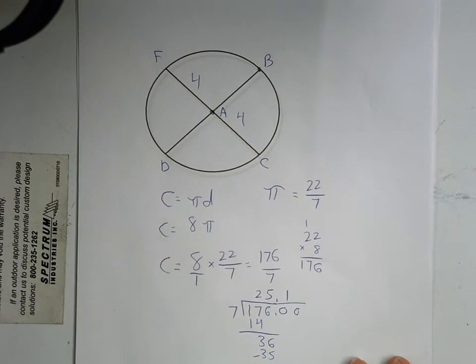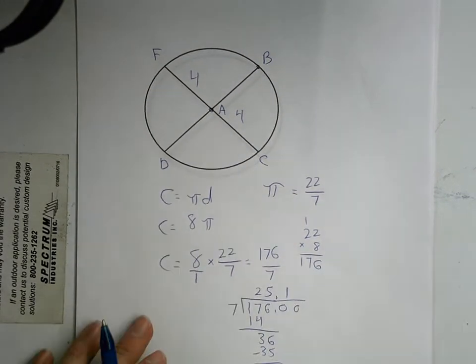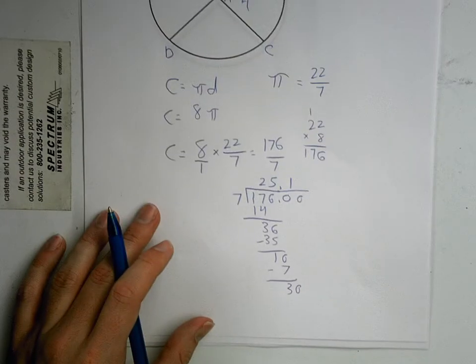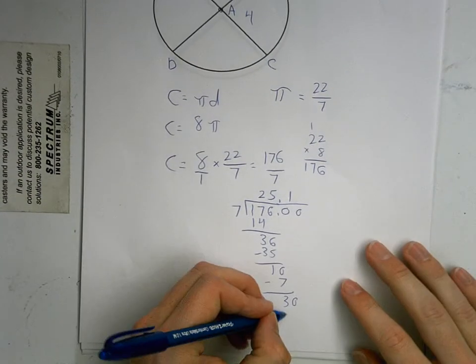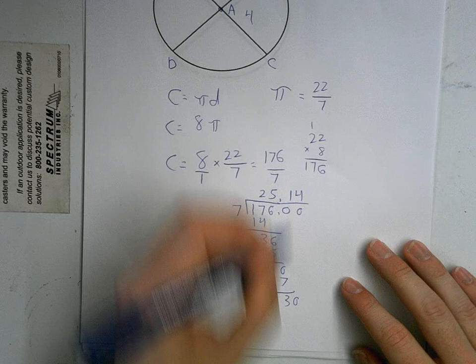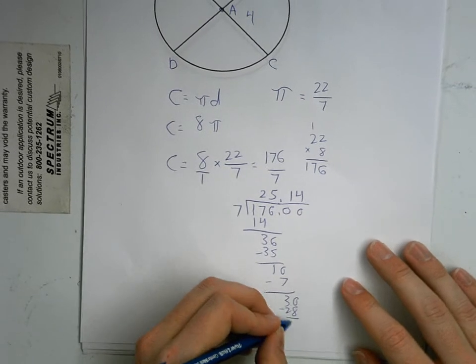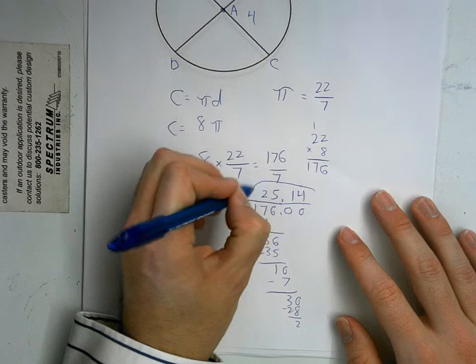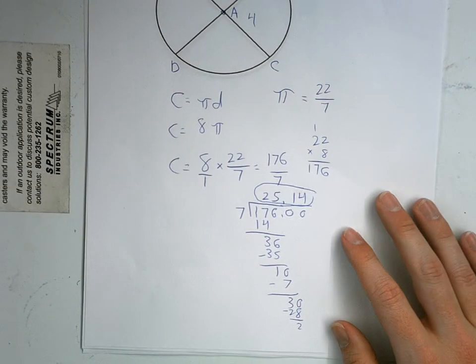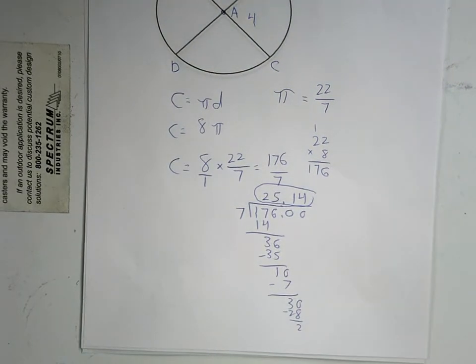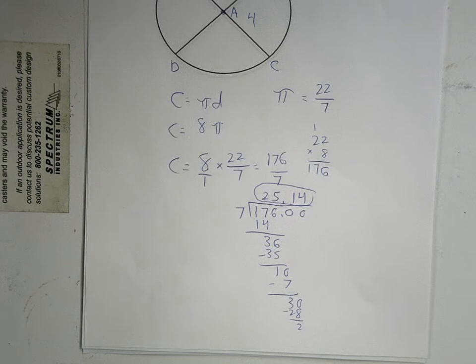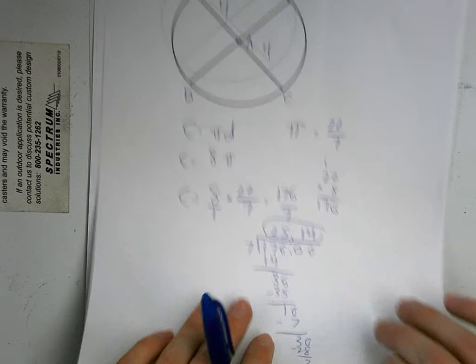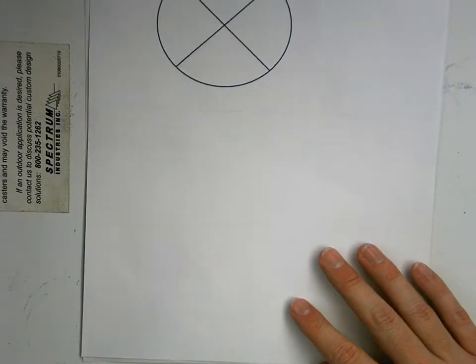7 goes into 30. Can we still see it? Probably not. It's going off. 7 goes in there 4 times. That's 28 and 2. So it's going to keep going. It's about 25.14. Okay. That's what my C is going to be. So sometimes they'll ask you to use the decimal. Sometimes they'll ask you to use the fraction. Okay. Now one more thing, because you're going to see a problem like this on your homework.